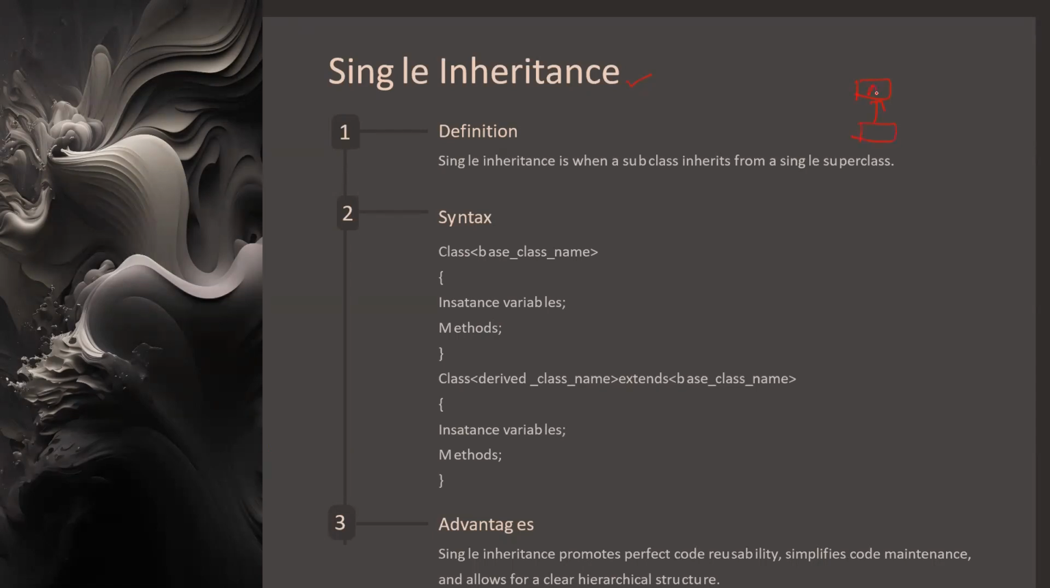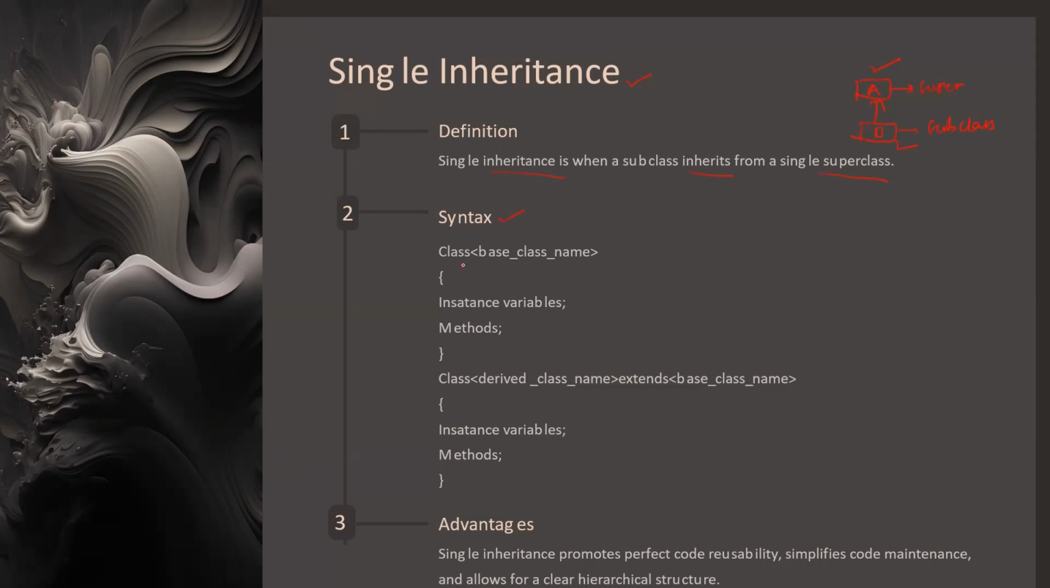Let us suppose this is class A and this is class B. Now A is called the superclass and B is called the subclass. Is that point clear? A is also called a parent class, and B is also called a child class. Now, what is the definition of single inheritance? Single inheritance is when a subclass inherits from a single superclass. We have a single superclass, and from that we are deriving one subclass. Is it point clear?